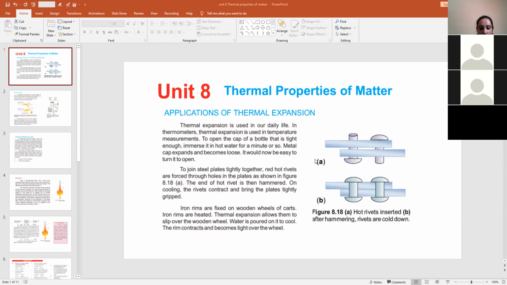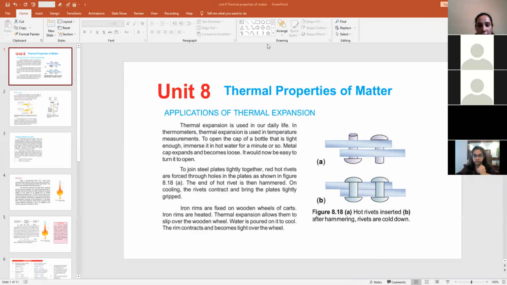So class, we just start from applications of thermal expansion today. Those students who have already done it, this is a revised lecture for you. The rest of the class, you have to attend the lecture, right? So we are going to start applications of thermal expansion.